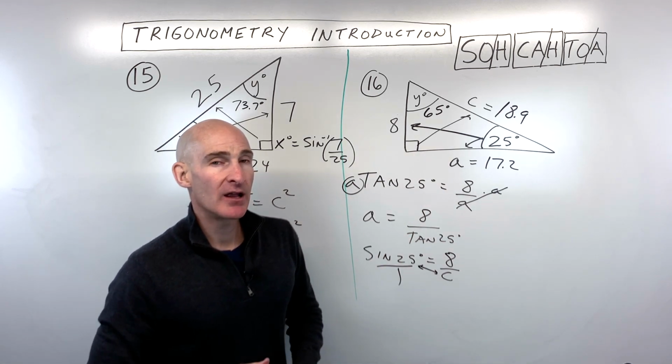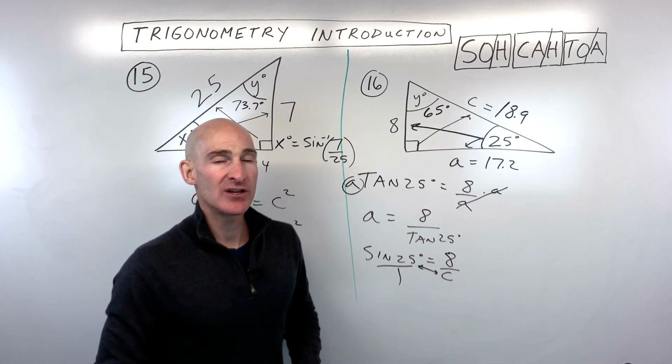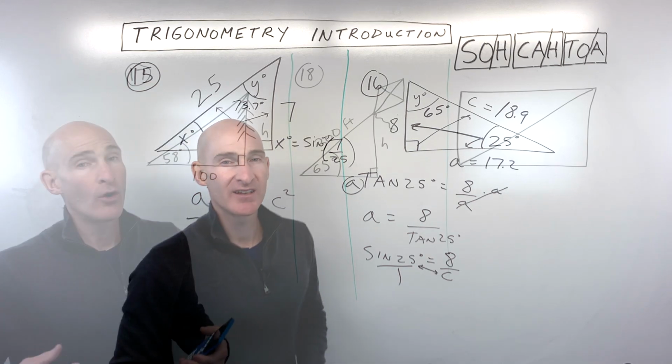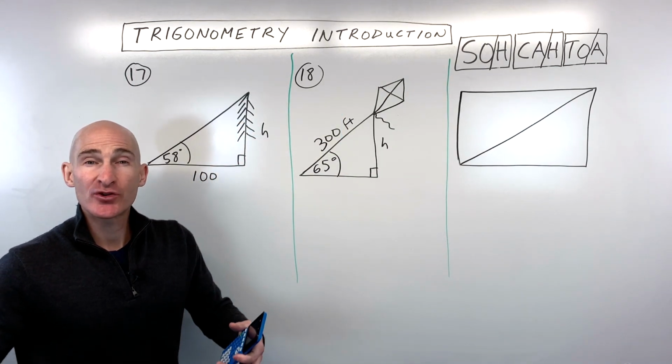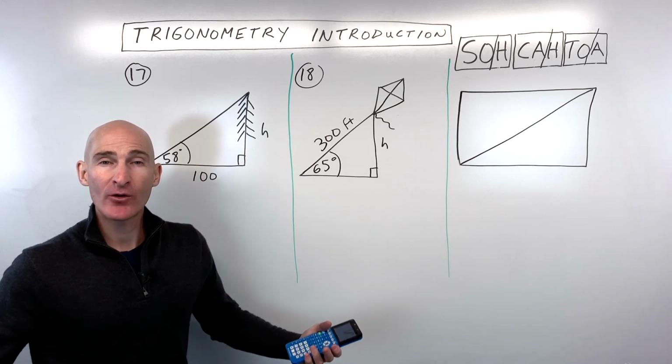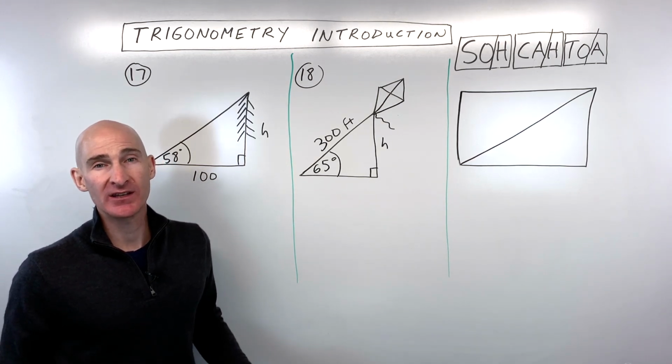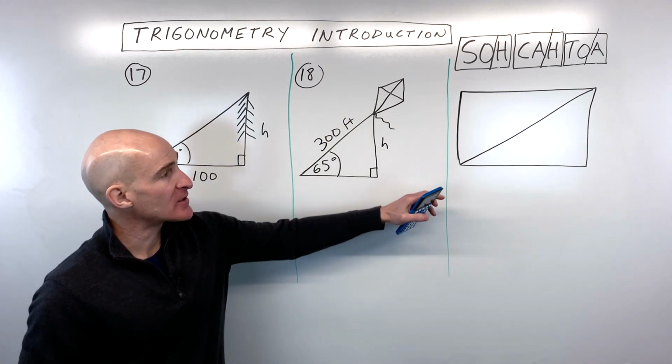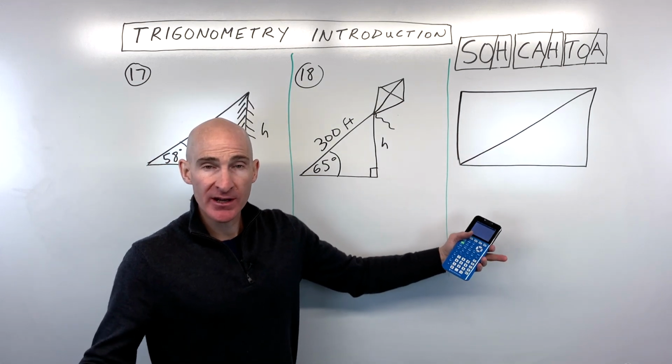Let's take a look at some story problems, some angle of elevation, angle of depression problems next. Now what we want to do is bring this trigonometry into the real world. We want to say, how do we actually use trigonometry to help us in real life? That's where the angle of elevation and angle of depression can come in.